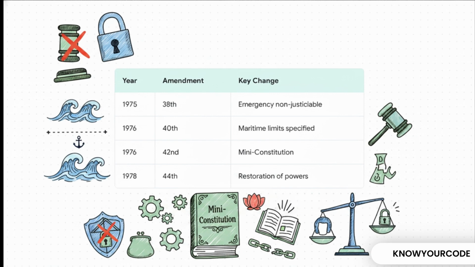Following the emergency, the 44th Amendment in 1978 was all about restoration. It brought back the court's powers, added strict safeguards against future emergencies, and, crucially, it finally deleted the right to property from the fundamental rights list altogether.